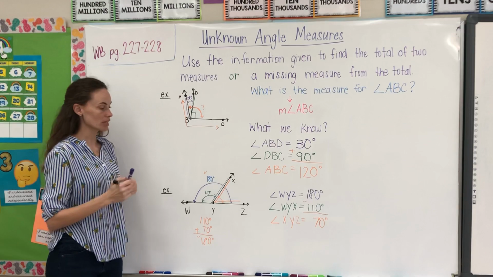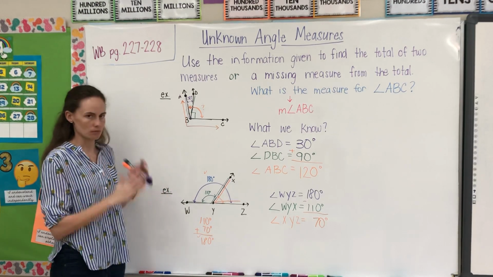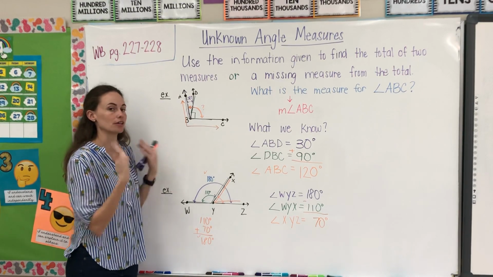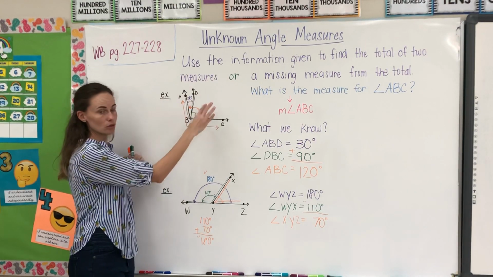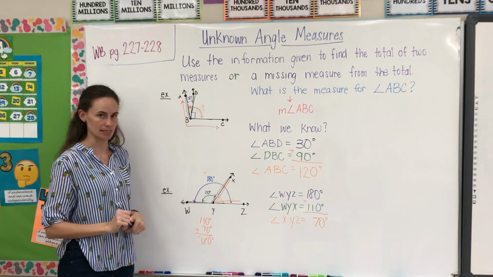It looks like it could be a little confusing, but it's not. It's very simple. They're giving you information, and you're either going to add to find the total or subtract from the total to find the part that is missing.